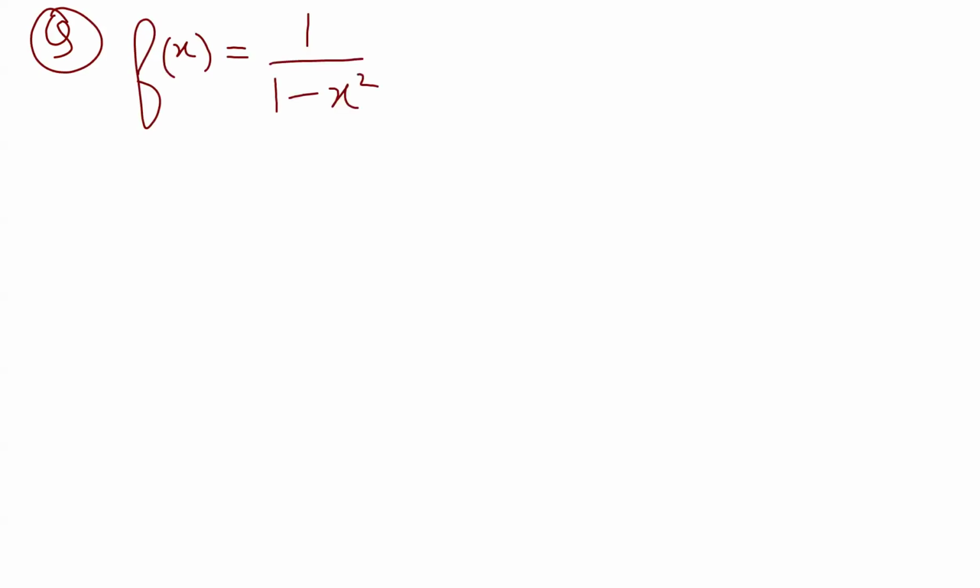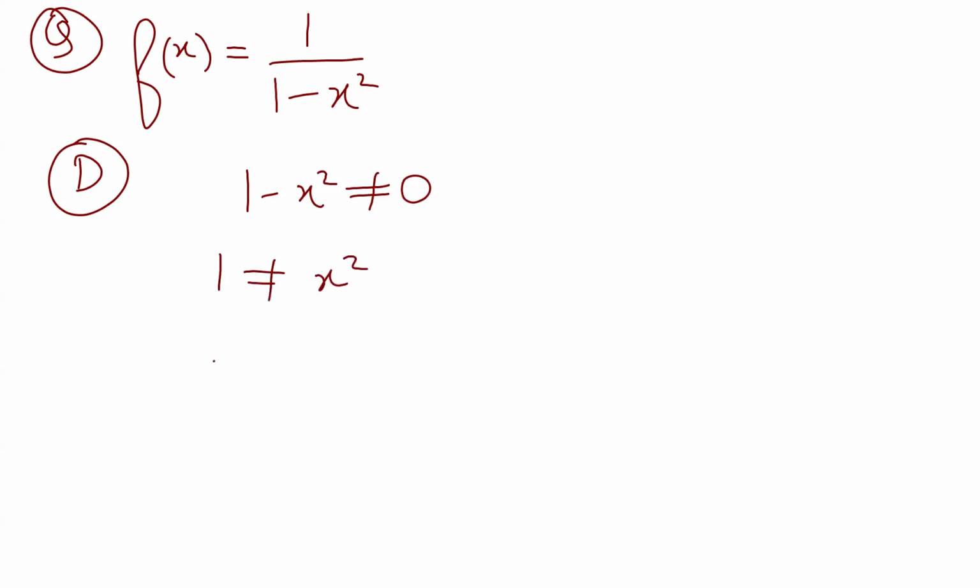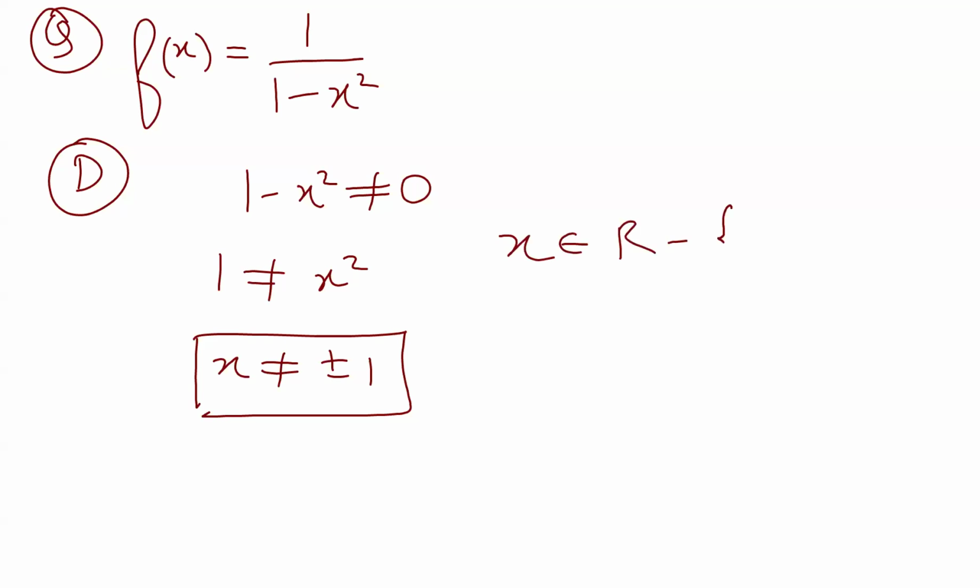So we are taking up the next problem, that is f of x is equal to 1 upon 1 minus x square. Let's calculate the domain. The denominator cannot be 0. There is no root in this particular problem. So x square cannot be 1, so x cannot be plus or minus 1, by taking square roots. So the domain is x belongs to any real value except plus or minus 1. That's the domain for this particular problem.